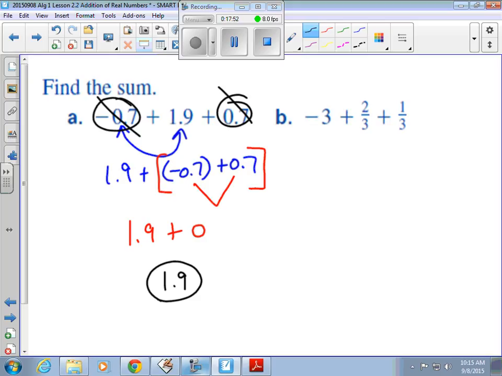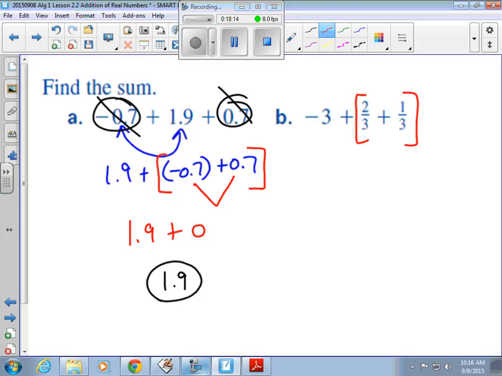Okay, you can use either the commutative property and move stuff around or the associative property. They'll work the same way. A lot of y'all probably just did this. I'm going to put these two together. Those go together a whole lot better and a whole lot easier than negative 3 goes together with either one of those because of the fractions.